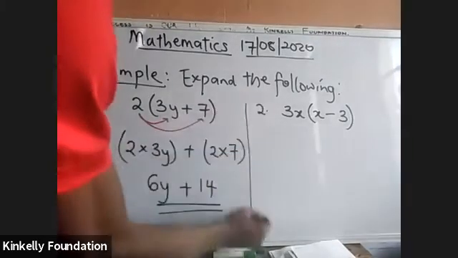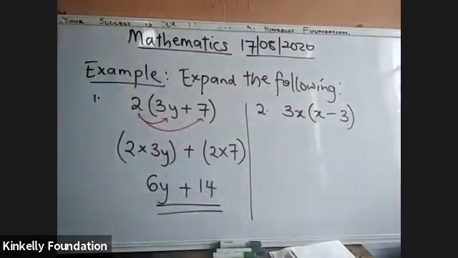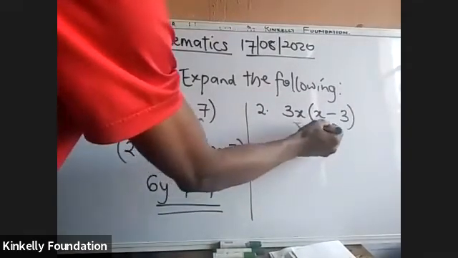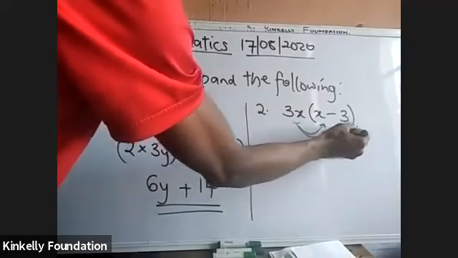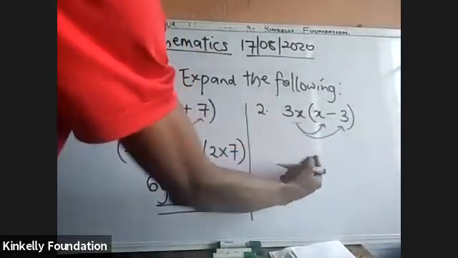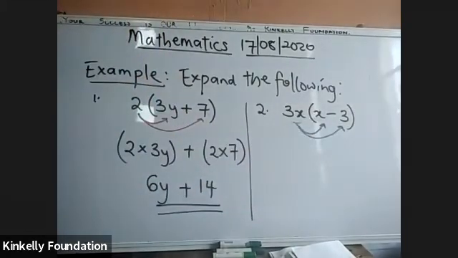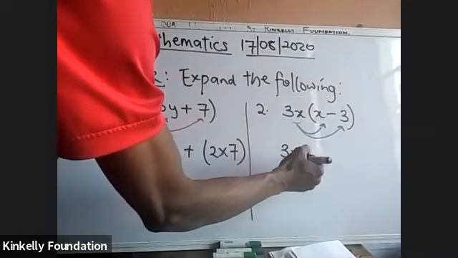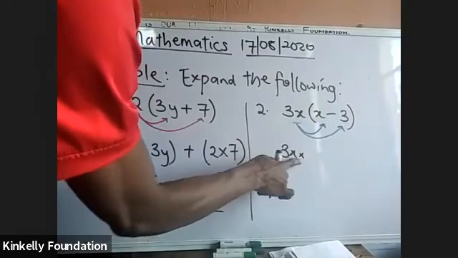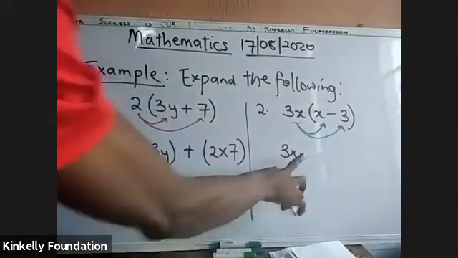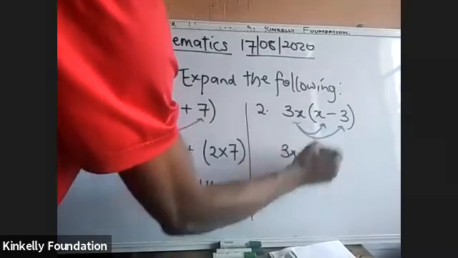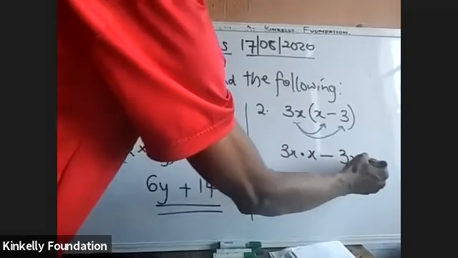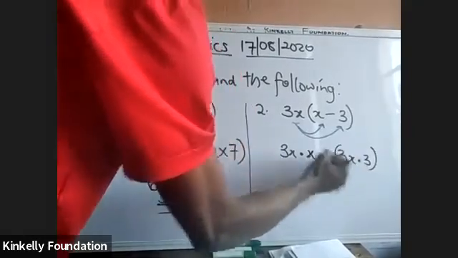In the second one, as we have here, you see 3x outside, this 3x outside multiplies this term inside, and this multiplies this one, giving us the negative sign in between the two terms. So we have 3x times, or use a dot, because of x, use a dot to separate that. Okay, we have 3x dot x minus 3x times 3. You see, put your brackets.